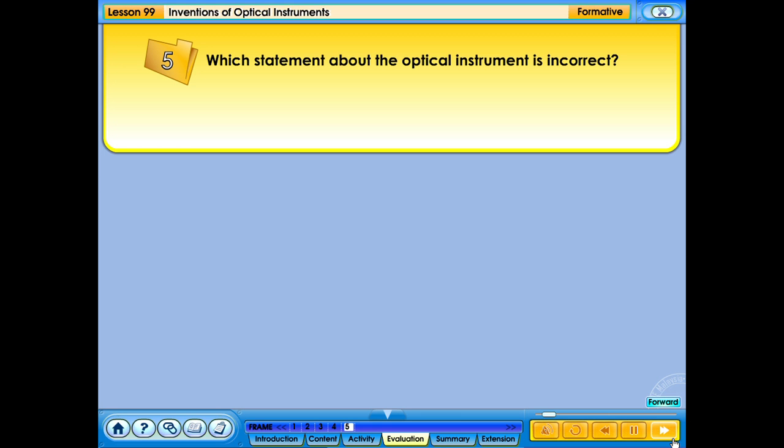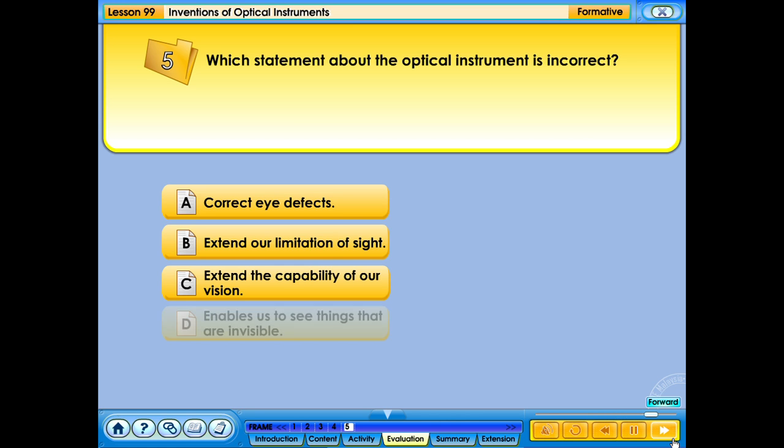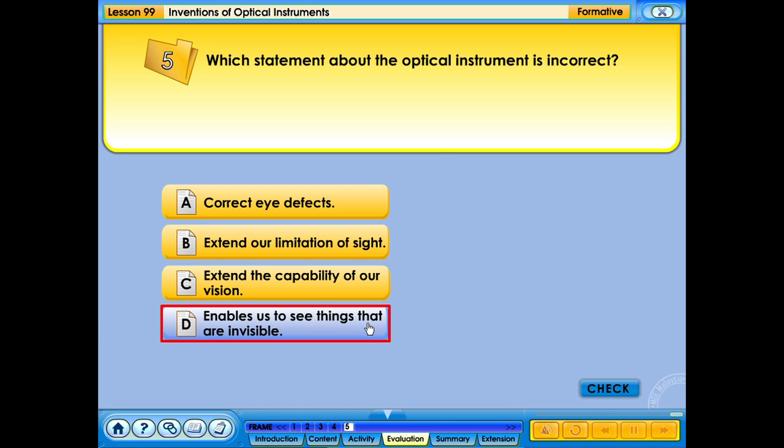Which statement about the optical instrument is incorrect? A. Correct eye defects. B. Extend our limitation of sight. C. Extend the capability of our vision. D. Enables us to see things that are invisible. Your answer is correct.